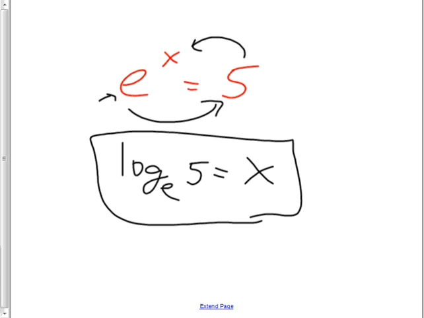Why is that any better than the first one? Yes, it can be put in a calculator, and it's solved for x. The other one was solved for 5. You don't usually do that. All right, so let's go to the next one.